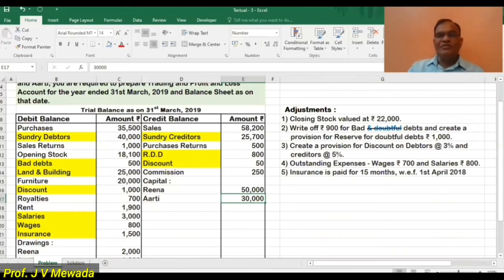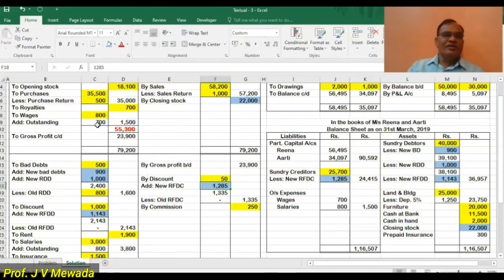Now outstanding expense, wages and salaries. So wages 700 we are adding to the wages, and in the salaries 800 we are adding. Both are outstanding, and both these outstanding are shown on the liability side, 700 and 800. So both the adjustments are over.